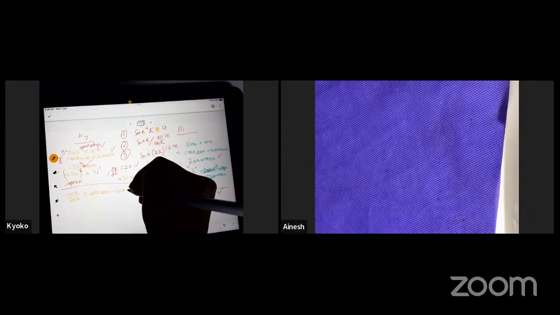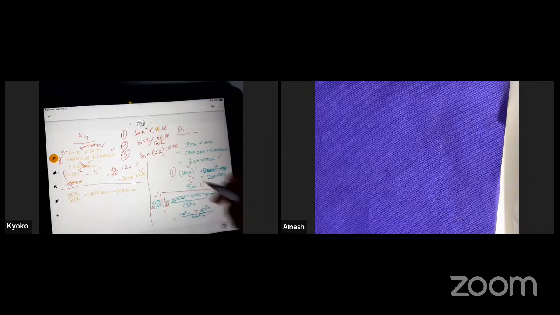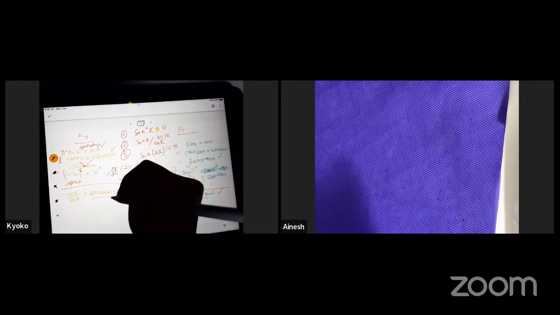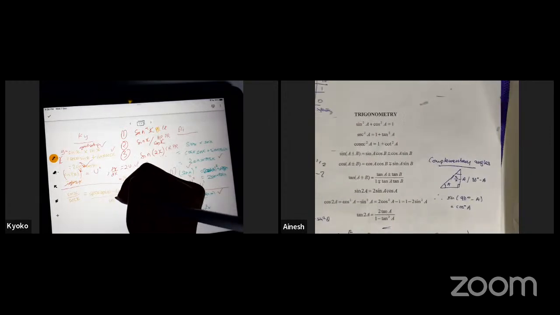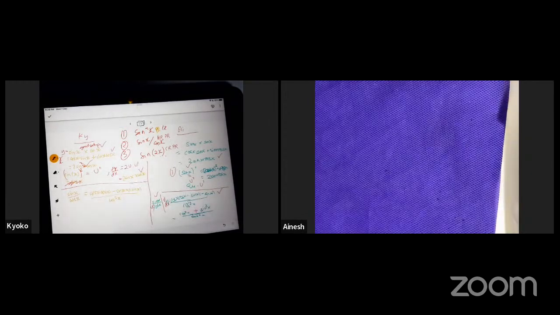Ines, list of identities, tell me. Do you see anything? Do you know what I'm talking about? The list of identities in front of the exam paper. Don't you see anything that you can apply here? I'm looking through.